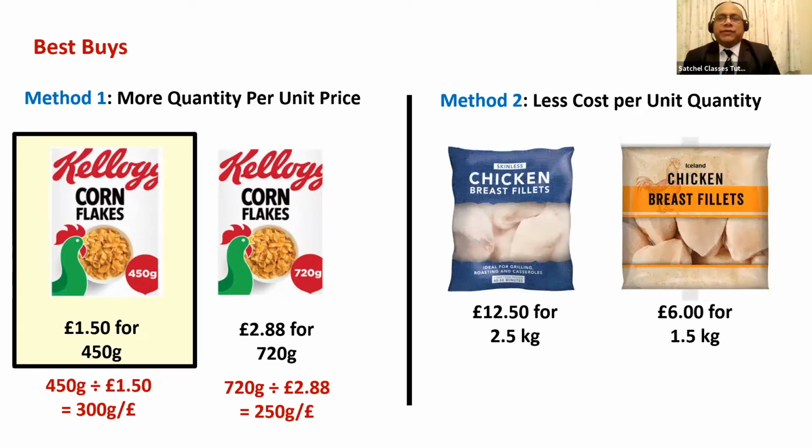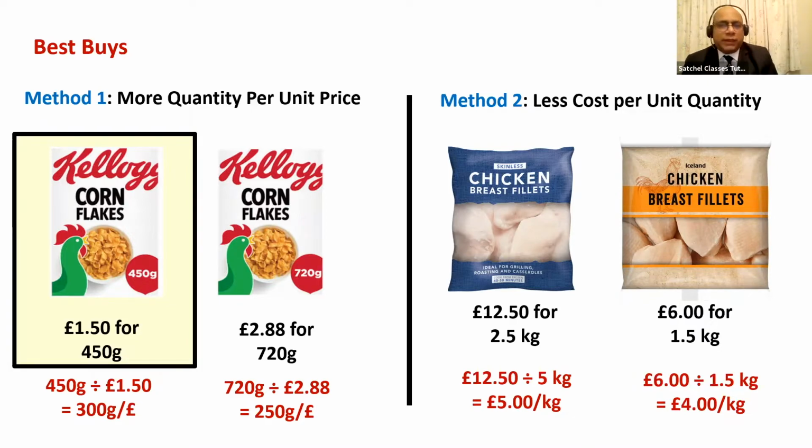So here you have two types of chicken breast fillets. For the first one, you're paying £12.50 for 2.5 kgs. And for the second one, you're paying £6 for 1.5 kgs. Which one do you think is a better deal? Let's calculate how much I will end up paying for 1 kg of each, right? For that, I need to do £12.50 divided by 2.5 in the first case, which is £5 per kg. And for the second one, I'll have to do £6 divided by 1.5, which is £4 per kg.